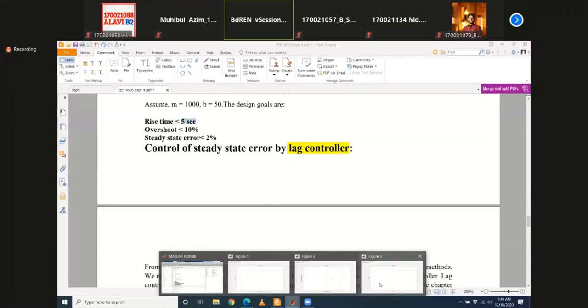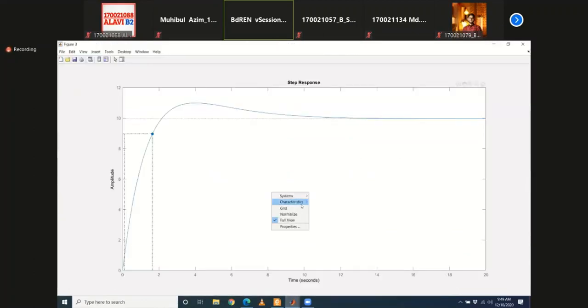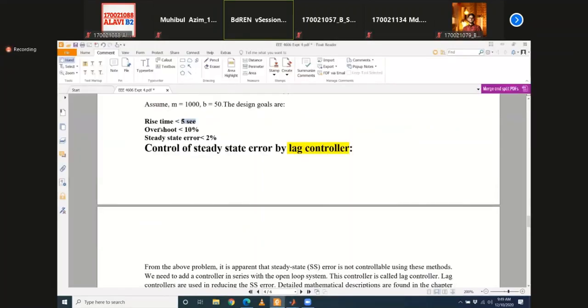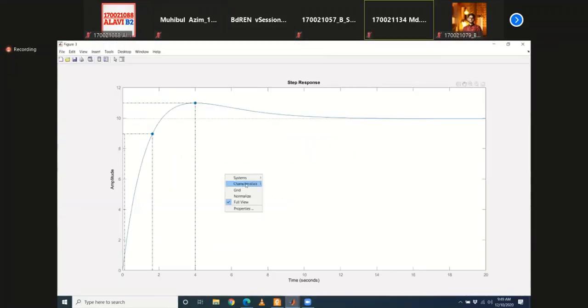Oh, which figure was it? This one. Overshoot. Overshoot is 10.4%, right? What was the condition? Has it been fulfilled? No, sir, but it is close. It has not been fulfilled, but it's close. It's near to 10%. Now the thing is, I'll explain. I'll move on. Go back to this part.